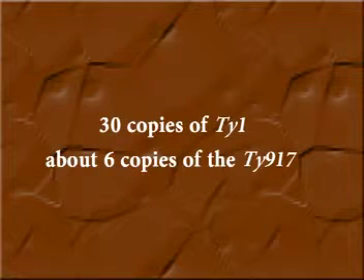There are about 30 copies of Ty1 and about 6 copies of Ty917 type in a typical yeast genome. In addition, there are about 100 independent delta elements called solo deltas. Not all the Ty elements in any yeast genome are active.